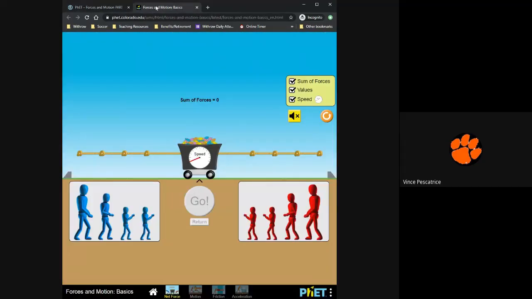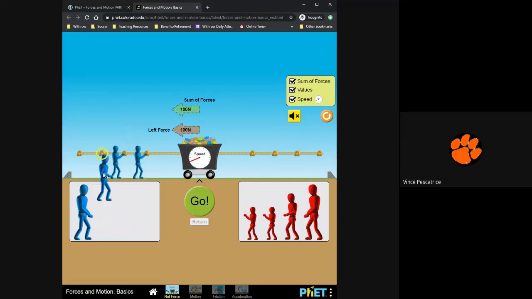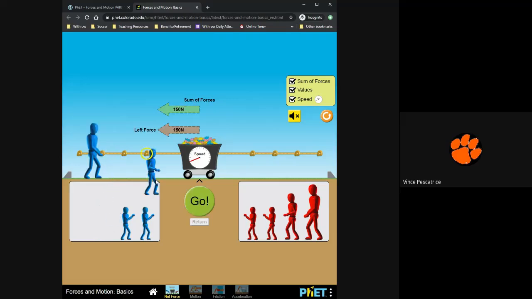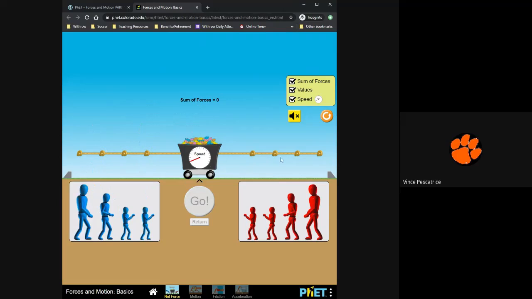So this is the tug of war simulation. You have the blue team on the left and the red team on the right. You can click and drag each person and place them anywhere on that side. It doesn't matter where you place them on that side, but blue only goes on the left and red only goes on the right.